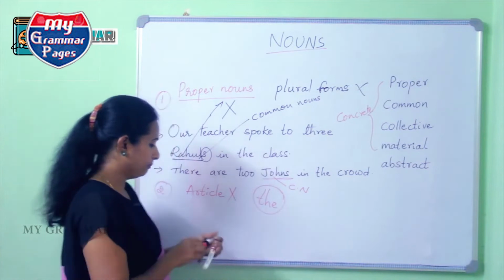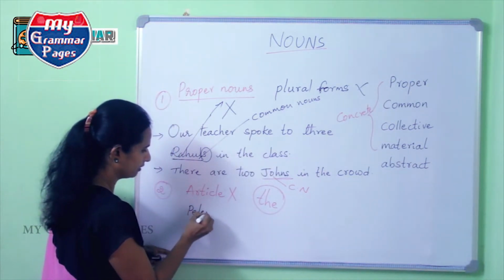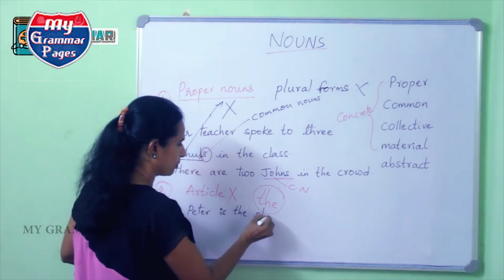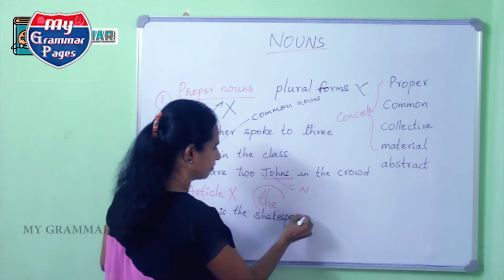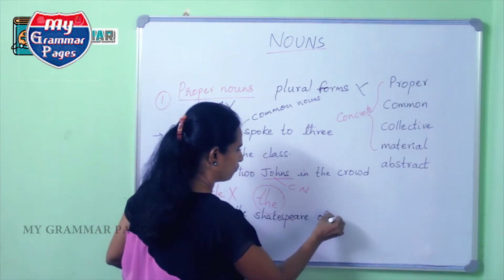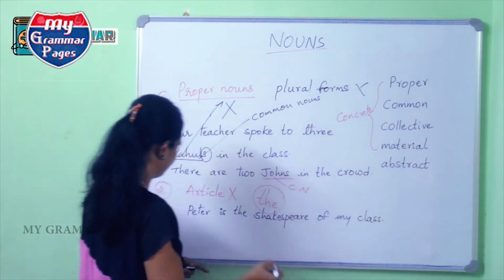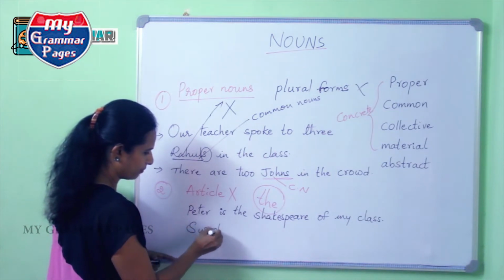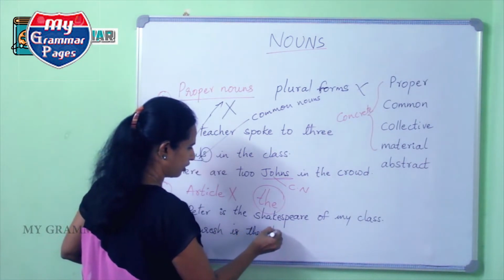Take for example, Peter is the Shakespeare of my class. Suresh is the Hercules.